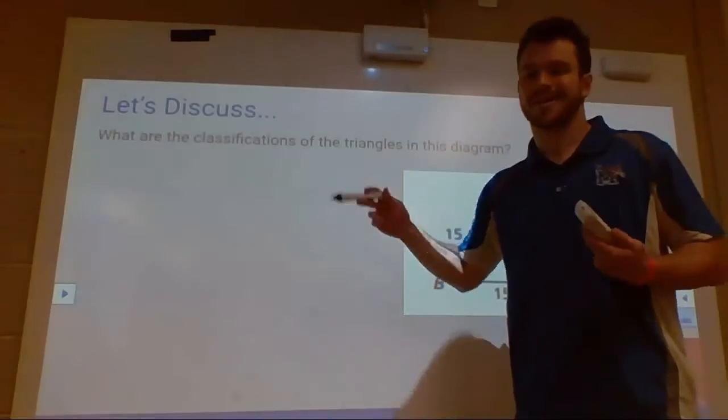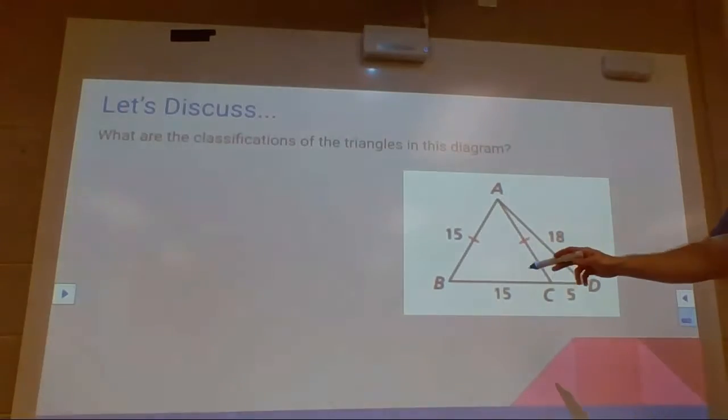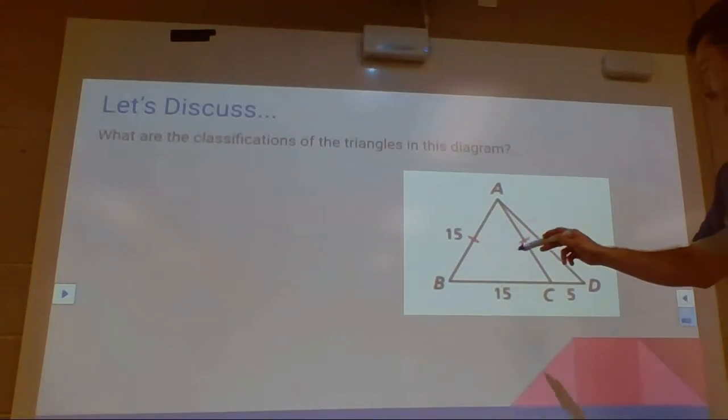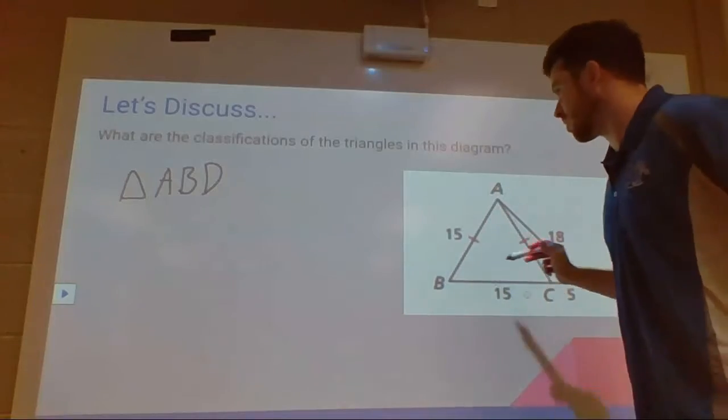So now, let's classify the triangles in this diagram. So we have three triangles. We have the big triangle, ABD. We have another smaller triangle, triangle ABC.